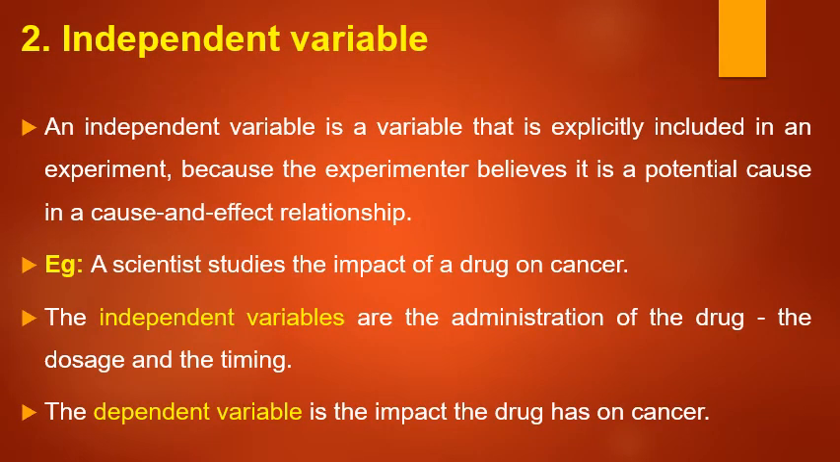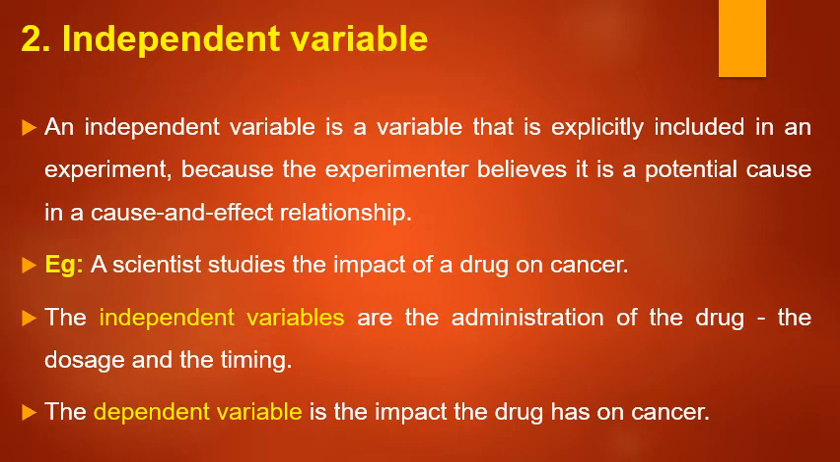Second is independent variable. An independent variable is a variable that is explicitly included in an experiment because the experimenter believes it is a potential cause in a cause and effect relationship. So an independent variable is nothing but something we, as researchers, introduce. It is a potential cause. As I told you, health education improves the knowledge of the sample. So health education is an independent variable, right? Because we are introducing this independent variable and we can also manipulate it. If the independent variable is administered, definitely you can assess the outcome, that is the dependent variable.